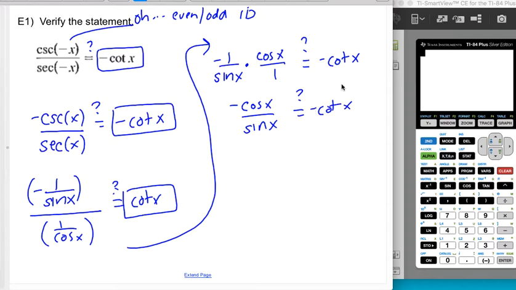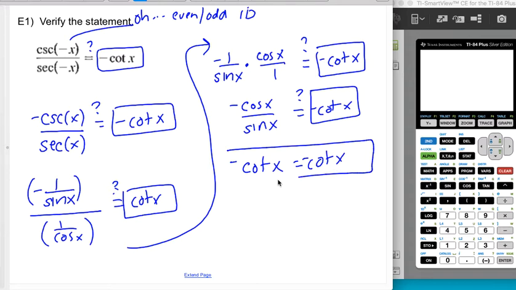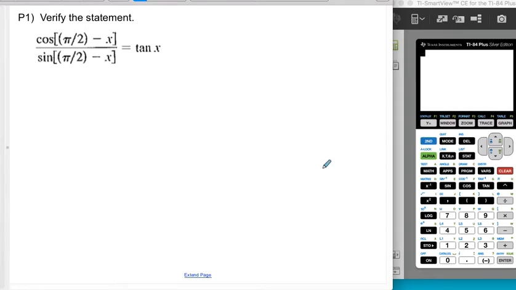And sure enough, and again, I'm trying to show that this equals a negative cotangent x. Sure enough, cosine over sine is cotangent, so this is a negative cotangent x equals a negative cotangent x. Notice I am done when the two sides are exactly the same. All right, moving on. You can go ahead and try this one.